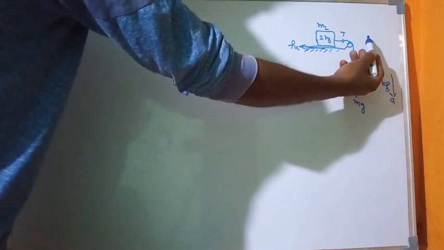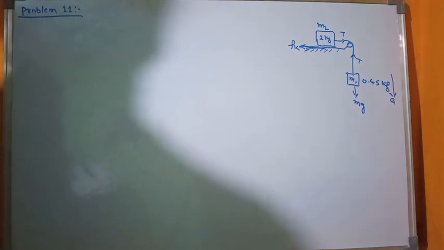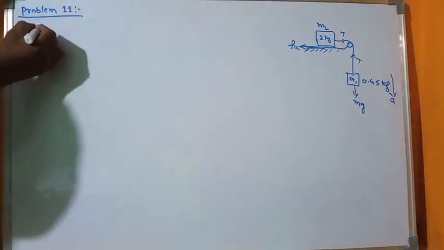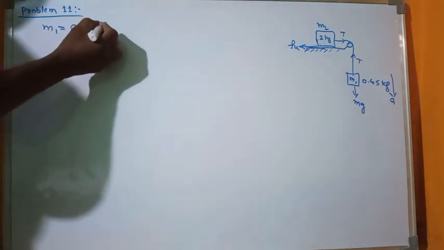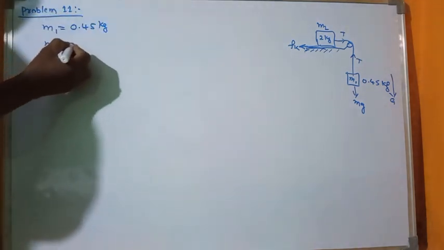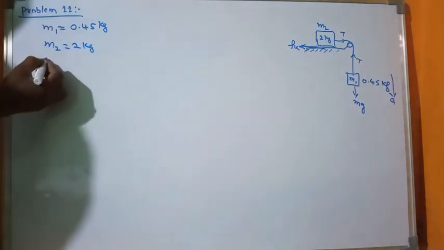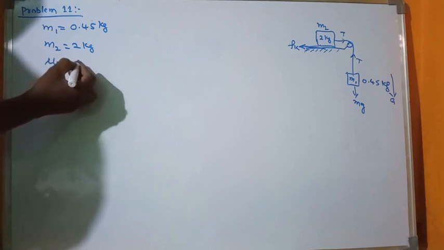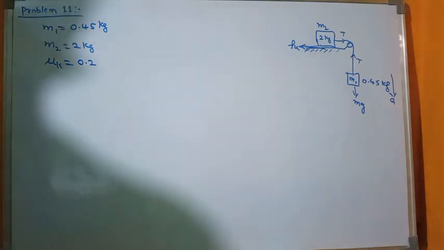If it is moving in this direction, there is some acceleration produced here, and that acceleration is the initial acceleration. If we write the data, m1 is equal to 0.45 kg, which is downward, and m2 is equal to 2 kg, it is on the table, and the coefficient of sliding friction, mu k, is also given, that is 0.2. Now first find out the initial acceleration.